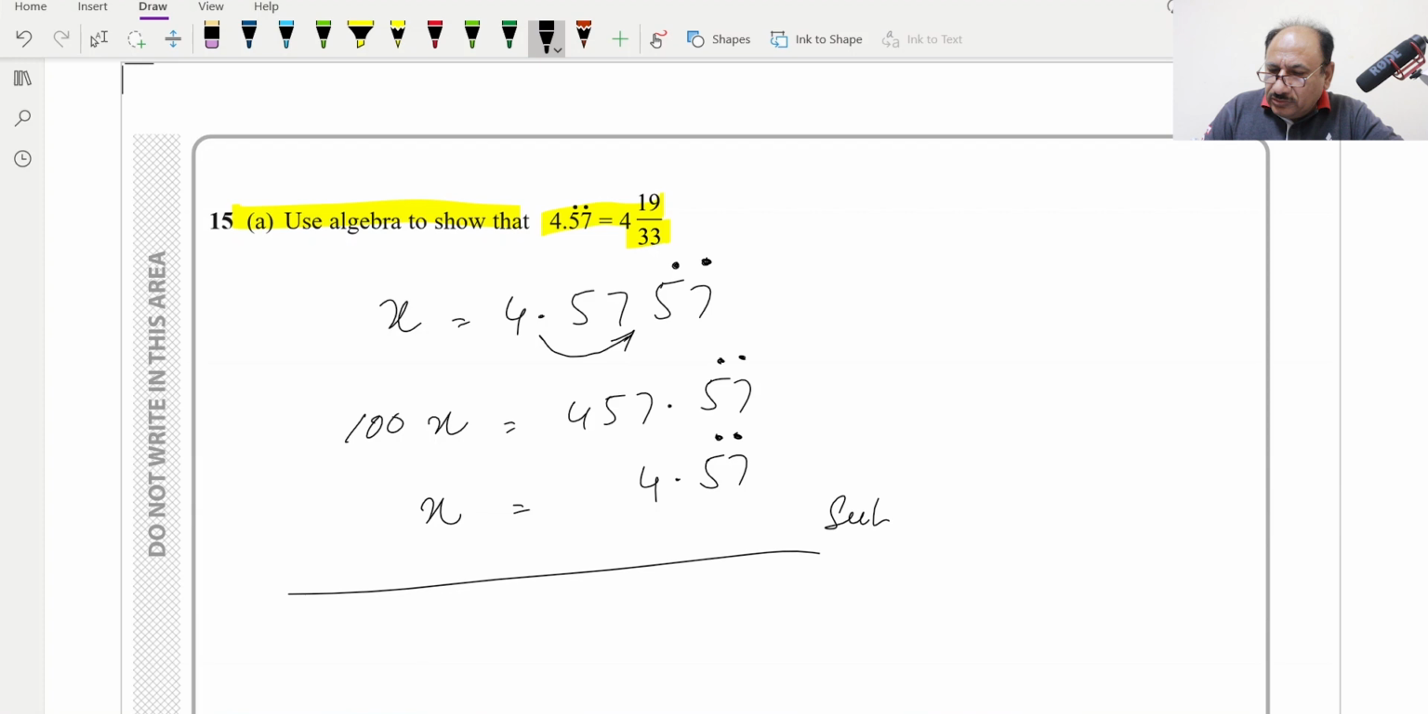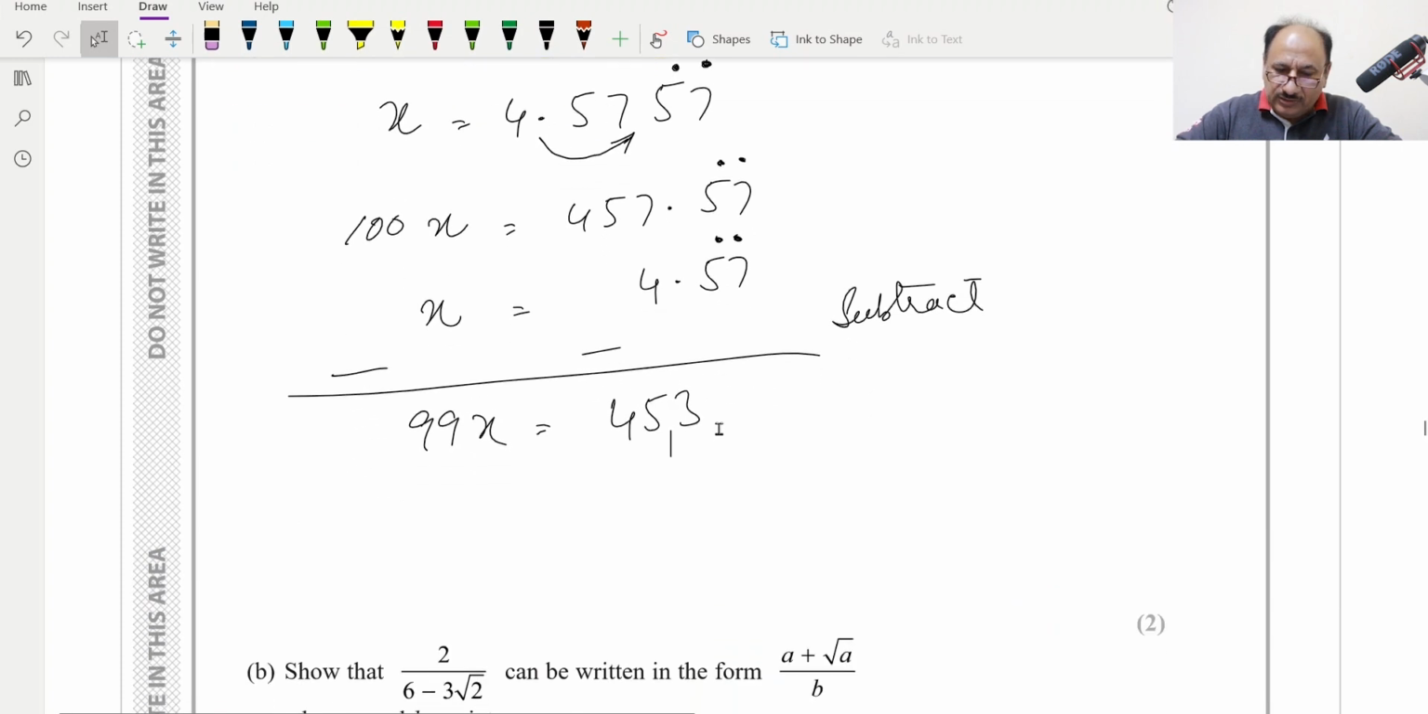And now we can subtract. So this will be minus, minus, this will be 99x is equal to 457 minus 4, which is 453. And now we can divide this.